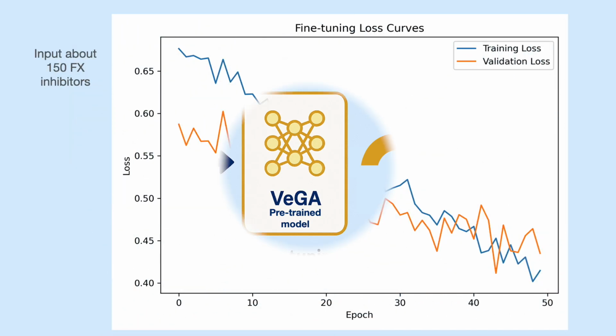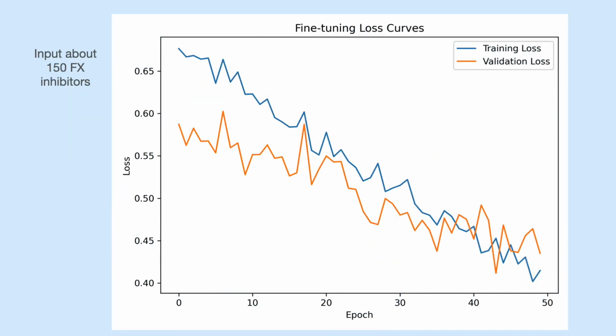I tested VeGA on factor 10, a key enzyme in the blood clotting cascade. I collected bioactive compounds from the ChEMBL database, fine-tuned the model on a dataset of about 150 molecules, and then used it to generate new candidate molecules. I used a diverse set of compounds as input for fine-tuning, but it could be also interesting to focus on 2 or 3 chemical clusters with many members.